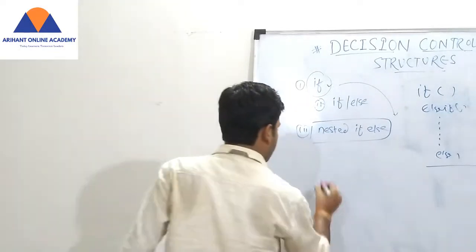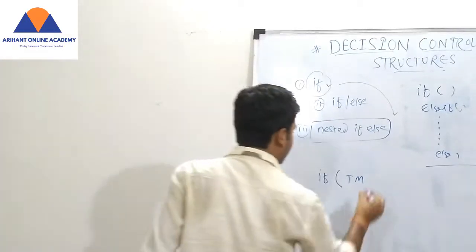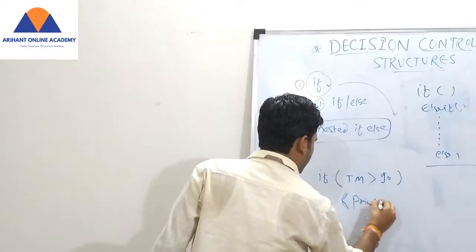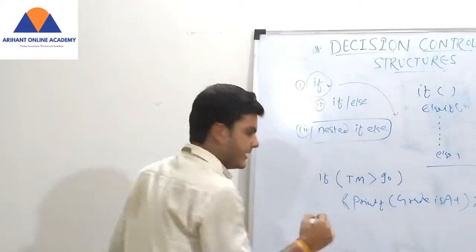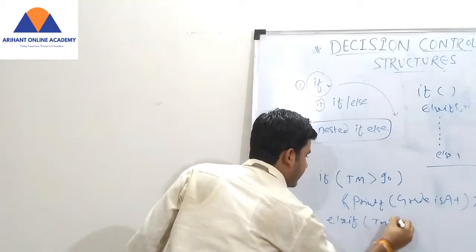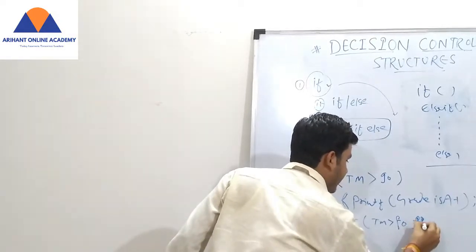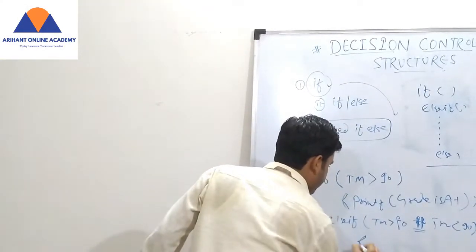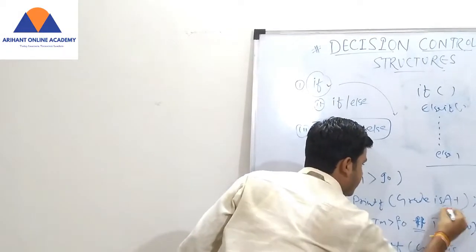For example, if total marks, suppose we are denoting total marks with TM, is greater than 90, printf grade is A plus. Else if total marks is greater than 80 and you have to denote it with a double ampersand, total marks is greater than 80 but total marks is less than 90, then printf grade is A, here A plus, here A.